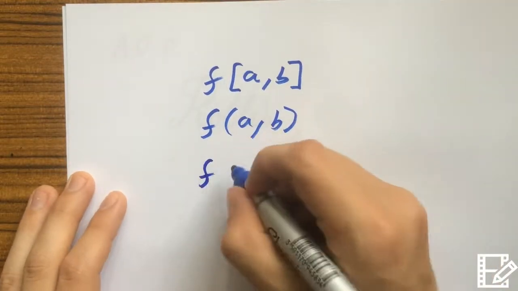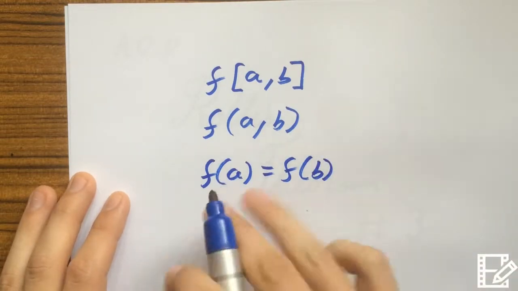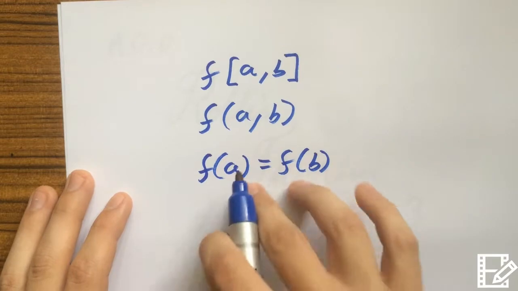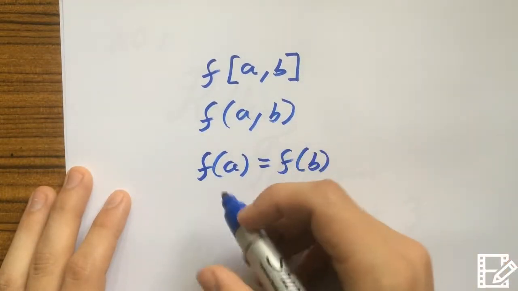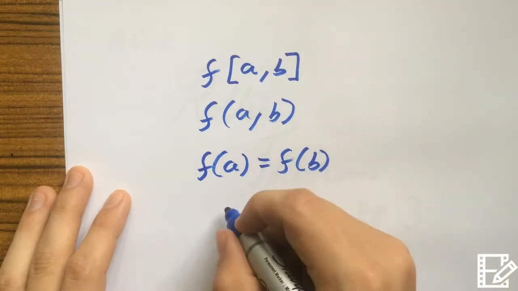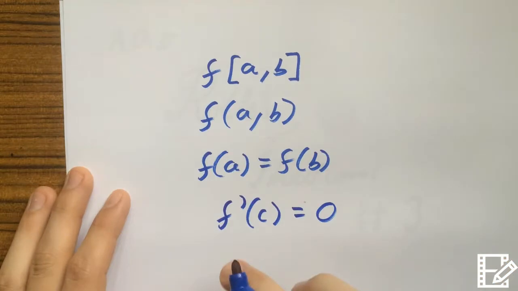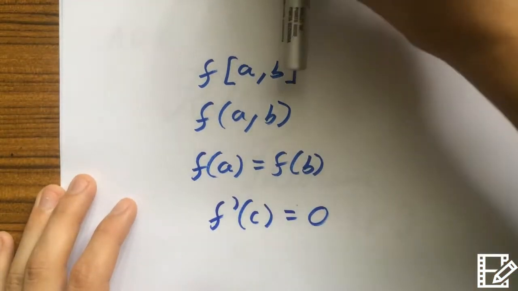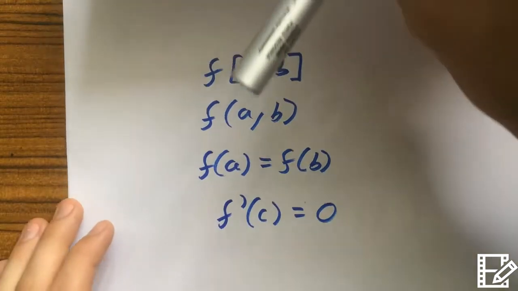And f of a has to equal f of b. If they don't equal, then you use the mean value theorem. But if they do equal, then you use Rolle's theorem. And if all these criteria are ticked, then the derivative f prime of c equals 0, and you use this to find the value of c. It's the point at which the slope is equal to the slope running through these two a to b points.